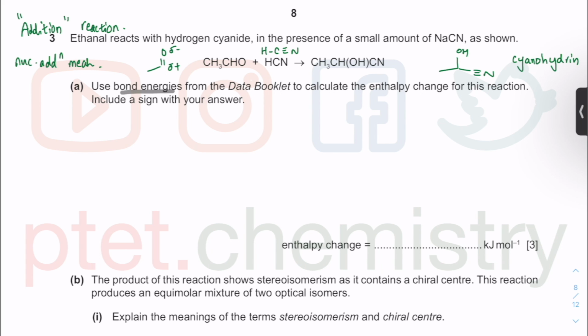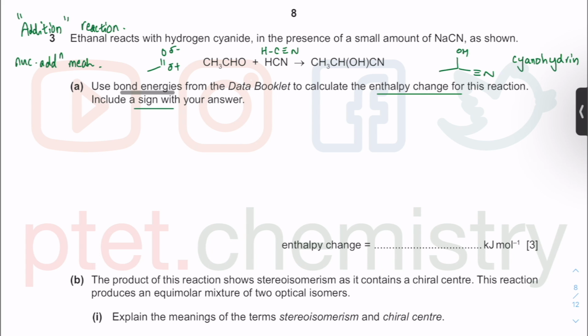They want us to use some bond energy from the data booklet. So if this is in the present 2022 syllabus, the data booklet data itself will be in the question paper. So you need to know that you get the data from inside the question paper, perhaps at the end or at the beginning, you would definitely have the data somewhere. Now calculate the enthalpy change for this reaction, include a sign with your answer.